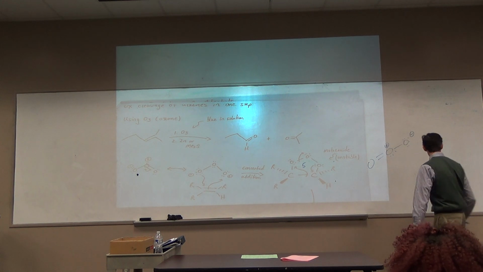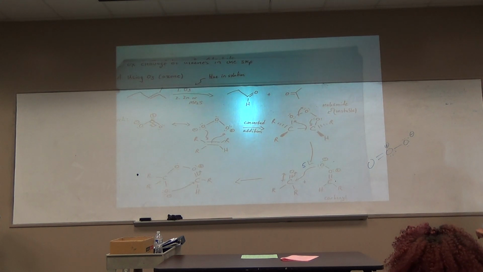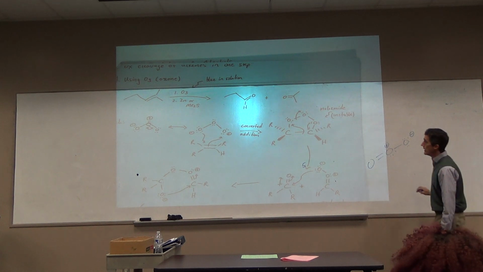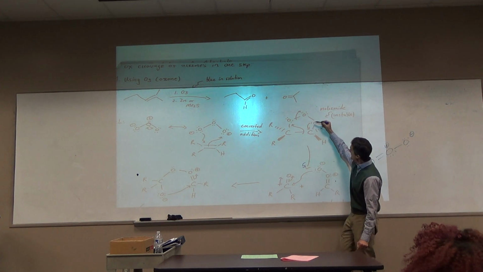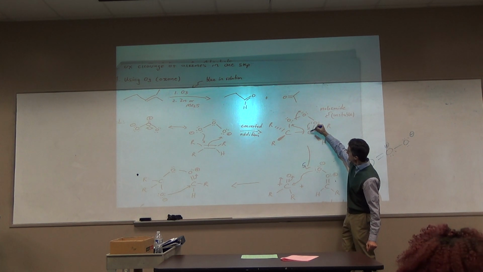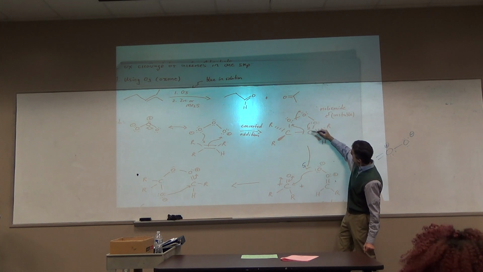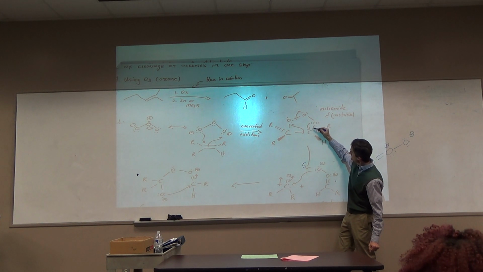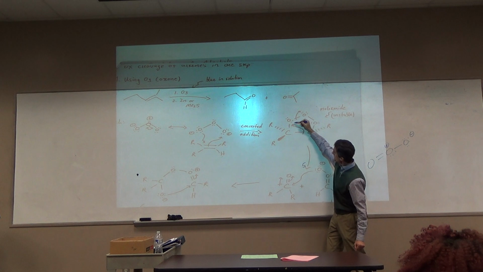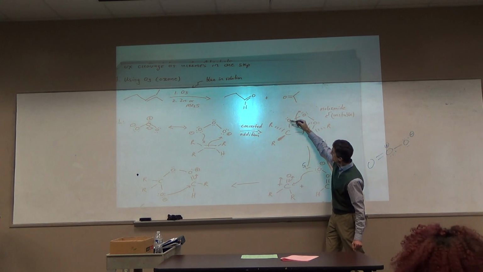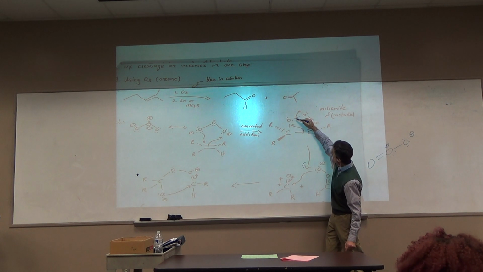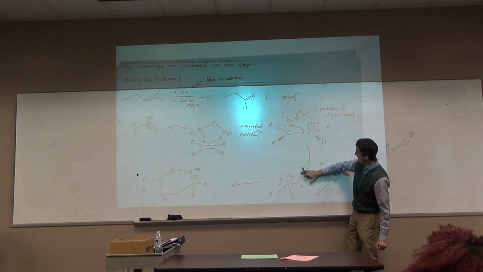It will break down. These electrons come here to make a double bond between C and the O. These move over here to make a double bond between C and the O. And these move off. And all that gives what?